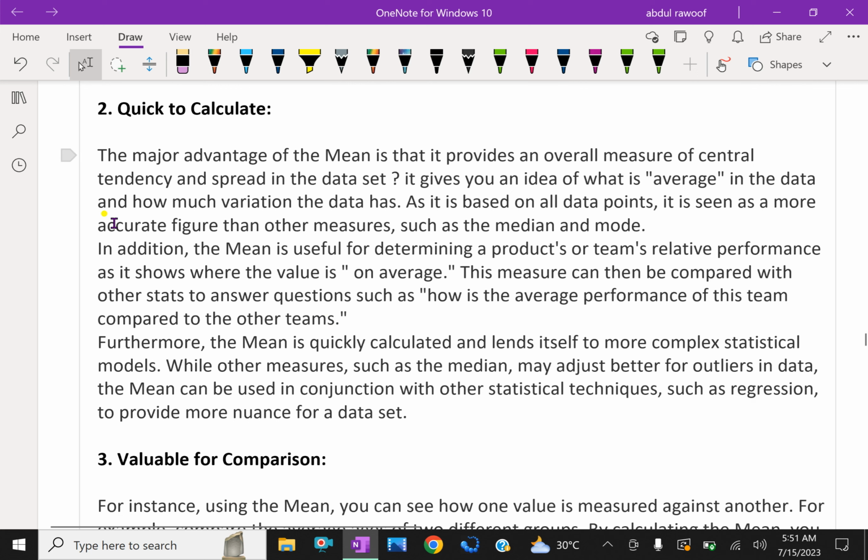Next is quick to calculate. A major advantage of the mean is that it provides an overall measure of central tendency and spread in the data set. It gives you an idea of what is average in the data and how much variation the data has.